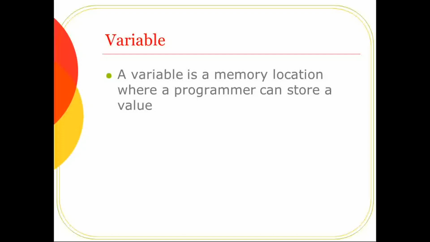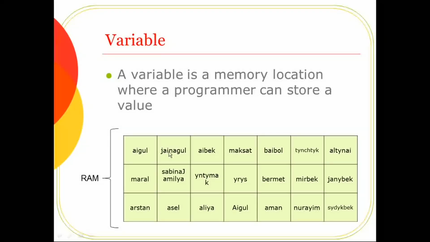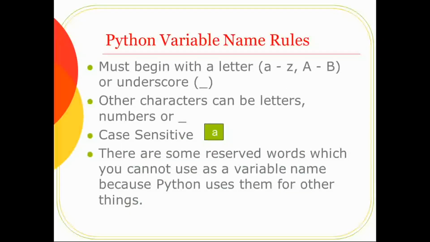Now let's start our lesson by just repeating the previous lesson. In the previous lesson you learned what a variable is. A variable is a memory location where you can store a value. Now assume that this is a RAM, and in a RAM there are a lot of storage places. To those storage places you can place your variables. Aygul, Jaynagul, Aybek, Maksat, these are the names of those variables.